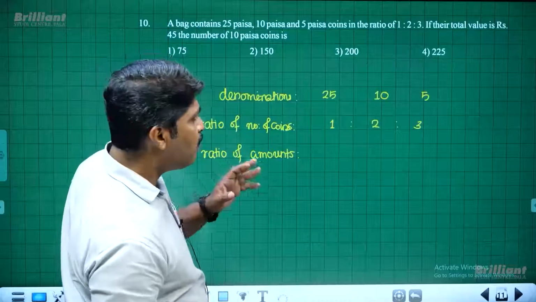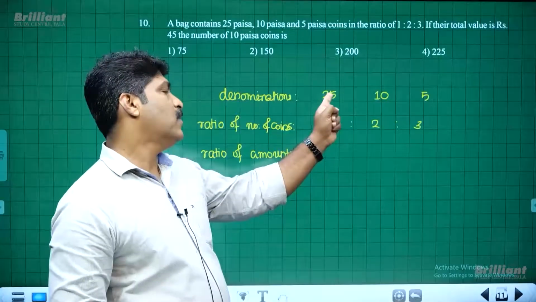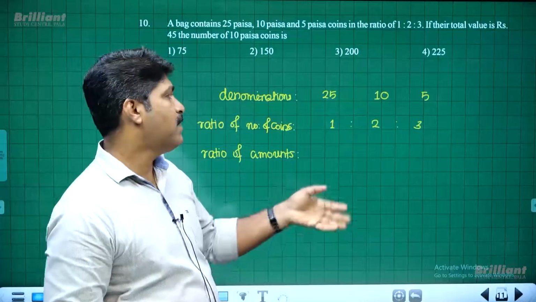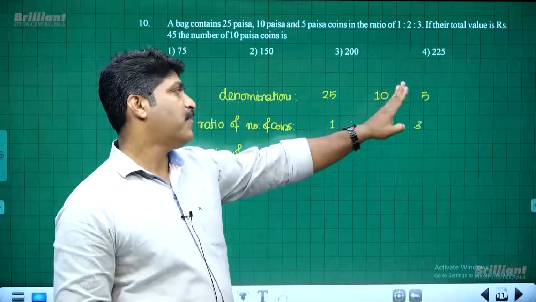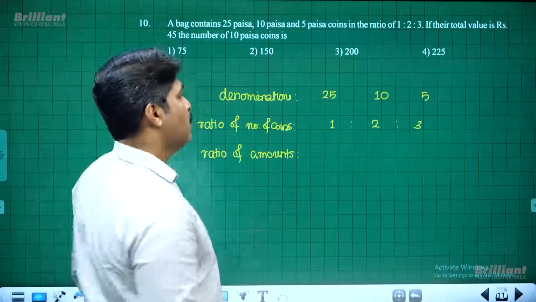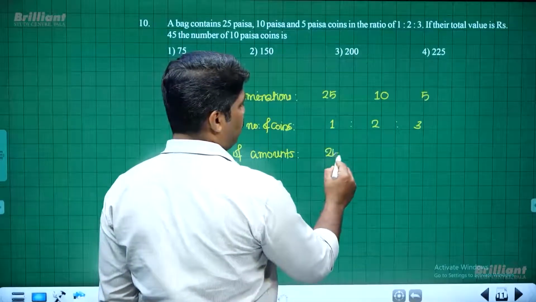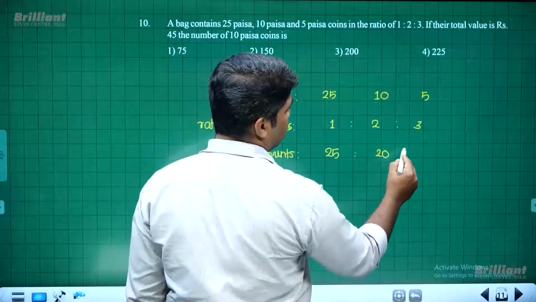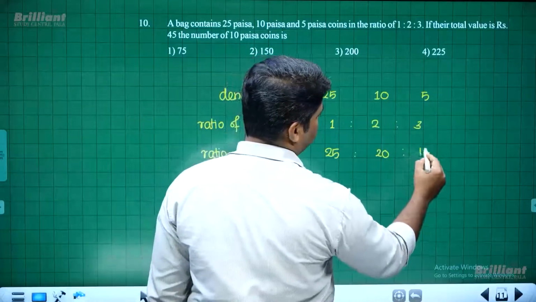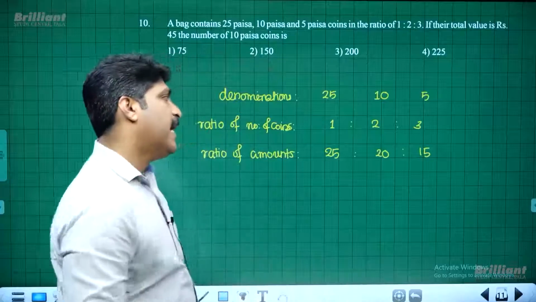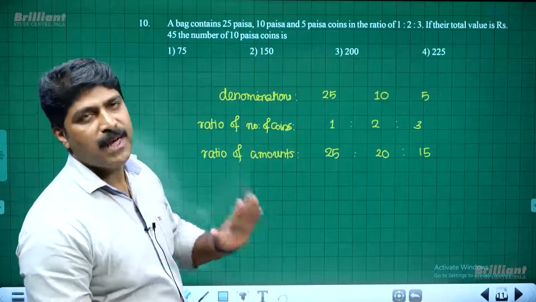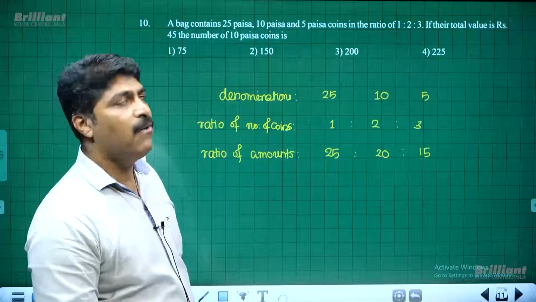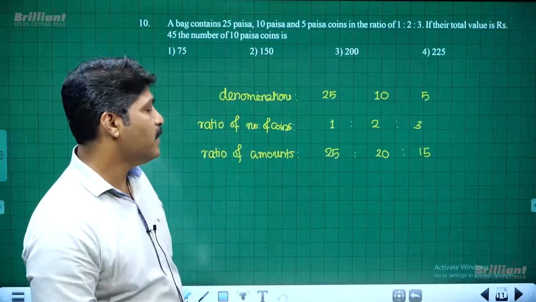Here you just simply assume. 25 paise, exactly 1 coin. You just visualize it. 10 paise, 2 coins. 5 paise, 3 coins. So this is 25, then 2 into 10, which is 20, and 3 into 5, that is 15. Here we know that simplification is possible, but we are doing it with the same set of values.